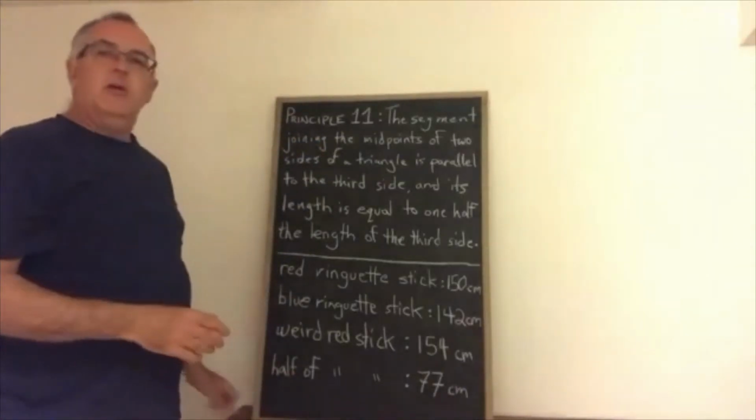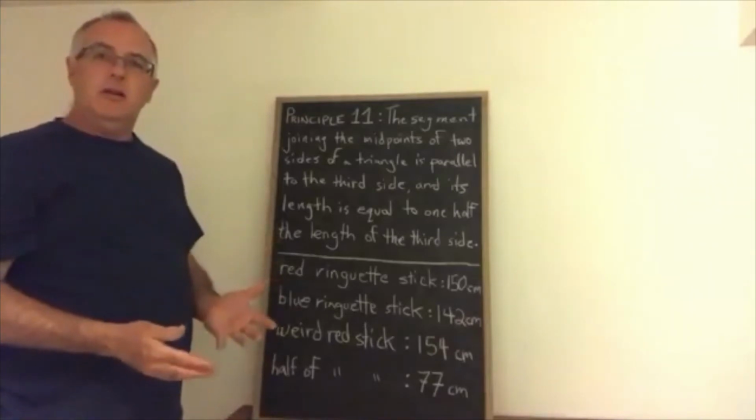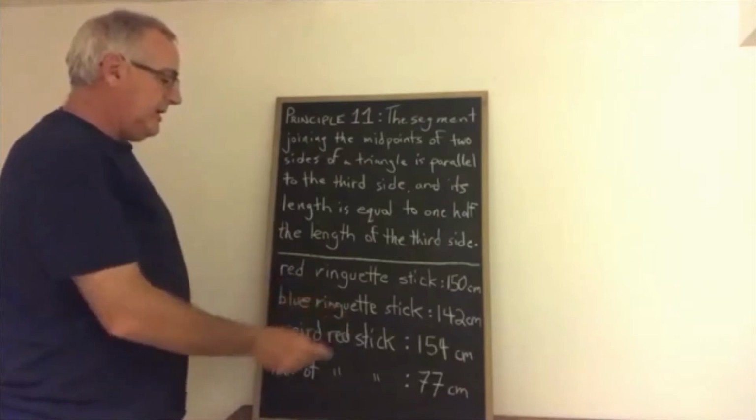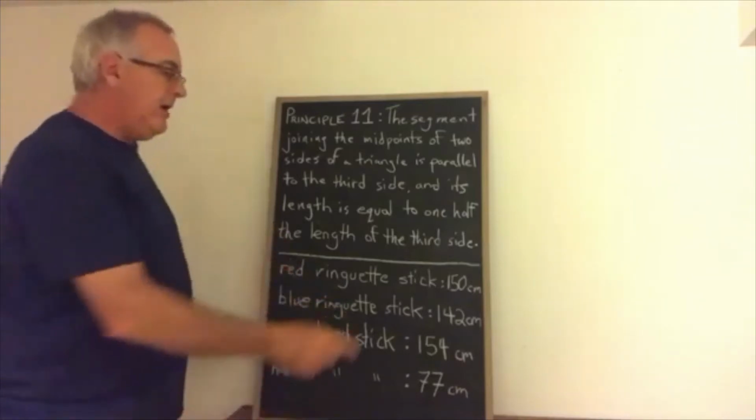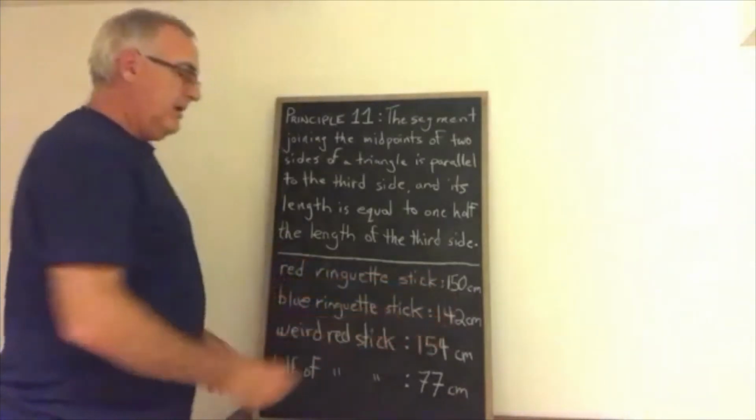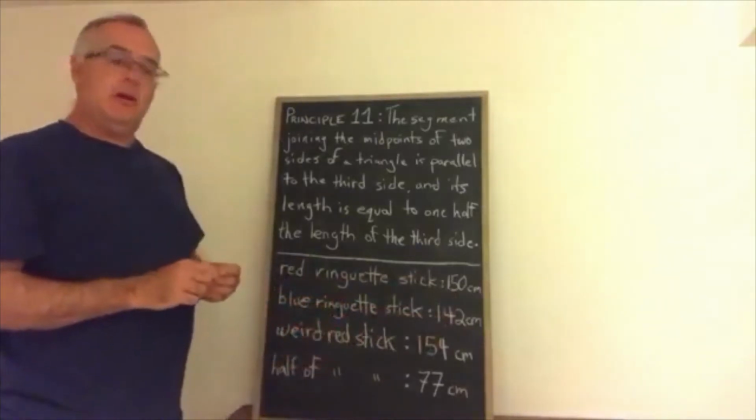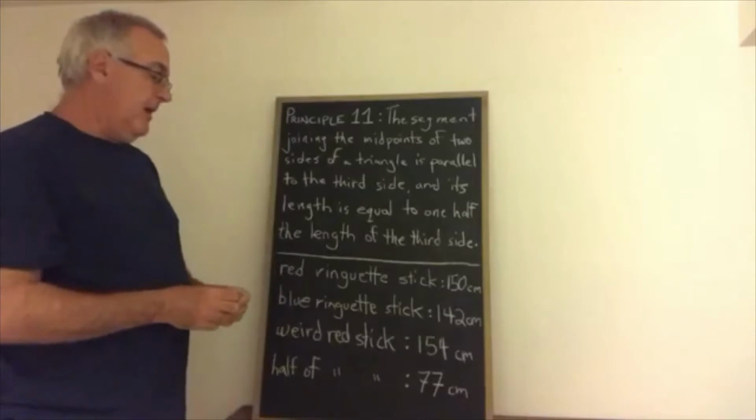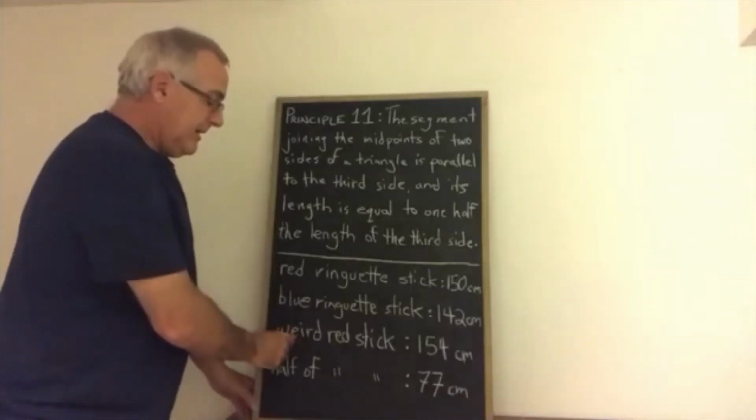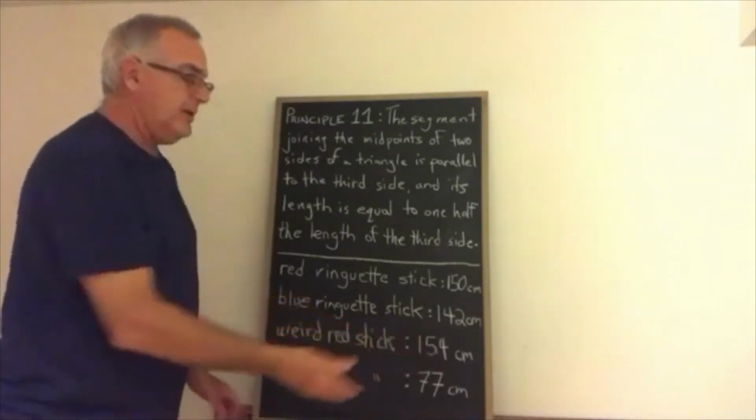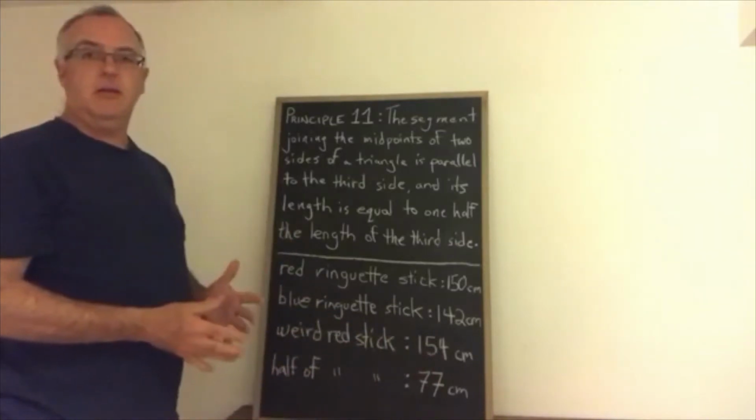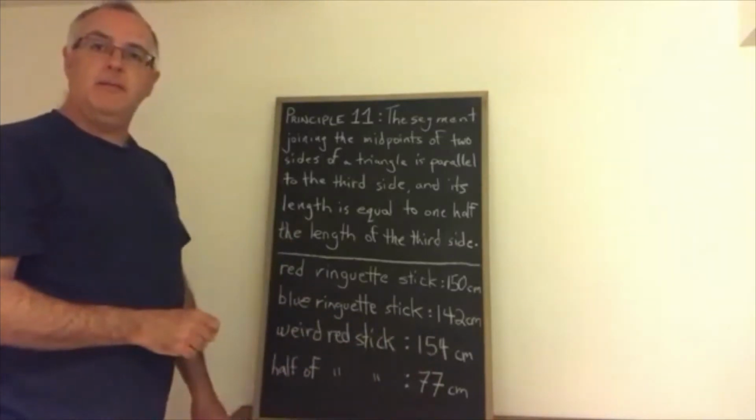I decided to make my own triangle out in the backyard using a red ringette stick, a blue ringette stick, and a weird red stick that I found. I measured the lengths of all three of those sticks, and I marked the midpoints of the two red ringette sticks with black tape. I also can see that half of 154 is 77 centimeters, so I kind of know what to expect when I test out this theorem. Let's see how it went.